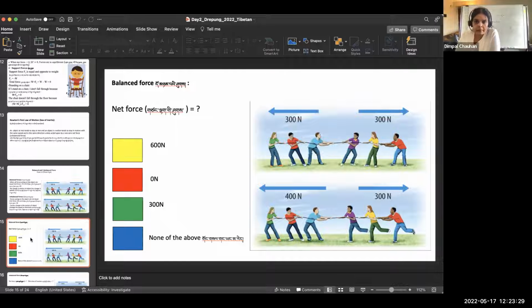Yeah, everybody is showing red. Okay, for the first problem, the top one, it will be 0 newtons. How about the second one?